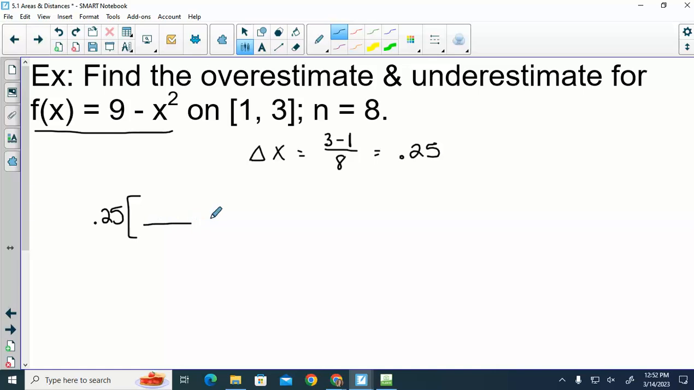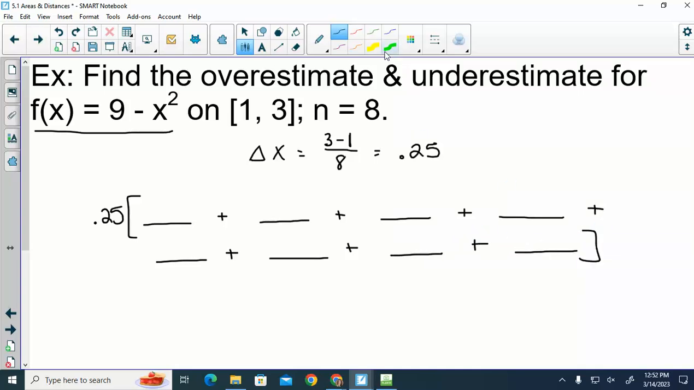We're adding up 8 things. To get those things, we have to plug into our formula, which is 9 minus x squared. Now, the only difference between our over and under is one of them starts at the first endpoint and one doesn't. So let's just do it this way. Let's start at 1 for the first one, and we'll figure out in a second which is over and under, okay? So if I plug in 1 first, then I have 9 minus 1 squared. Everybody with me here?